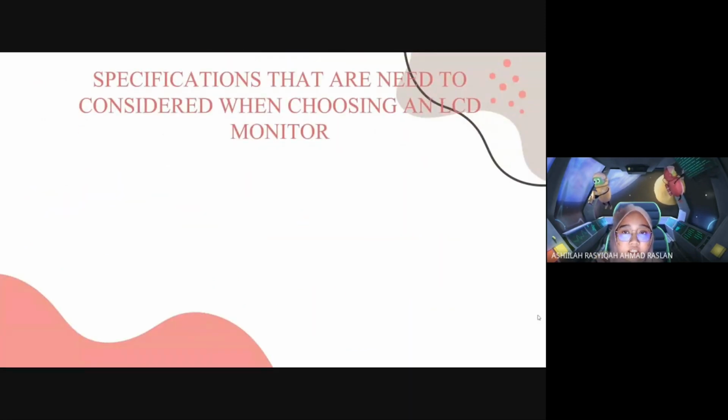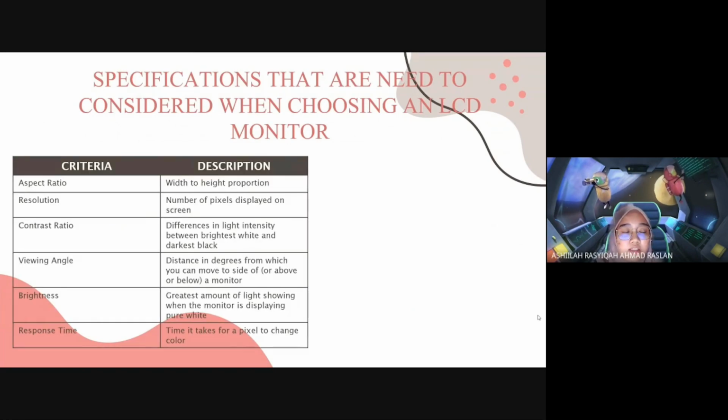These are the specifications that you need to consider when choosing an LCD monitor. The first criterion is aspect ratio, which is the width to height proportion. Second, resolution, which is the number of pixels displayed on screen. Third, contrast ratio, which is the difference in light intensity between the brightest white and the darkest black. Viewing angle, the distance in degrees from which you can move side to side or above or below a monitor. Brightness, the greatest amount of light shown when the monitor is displaying pure white.